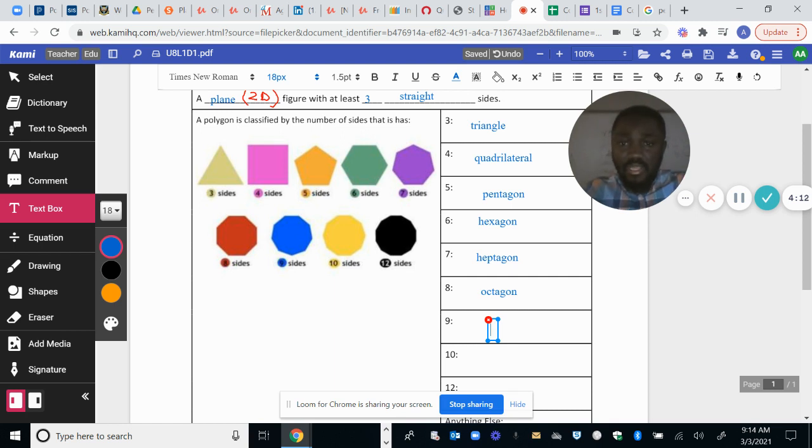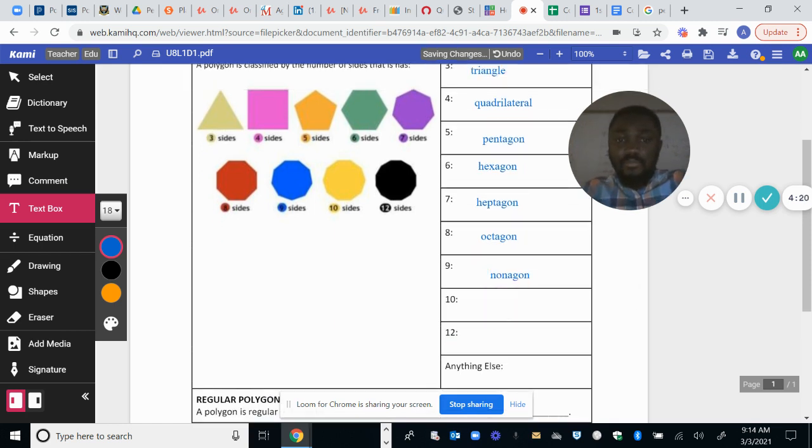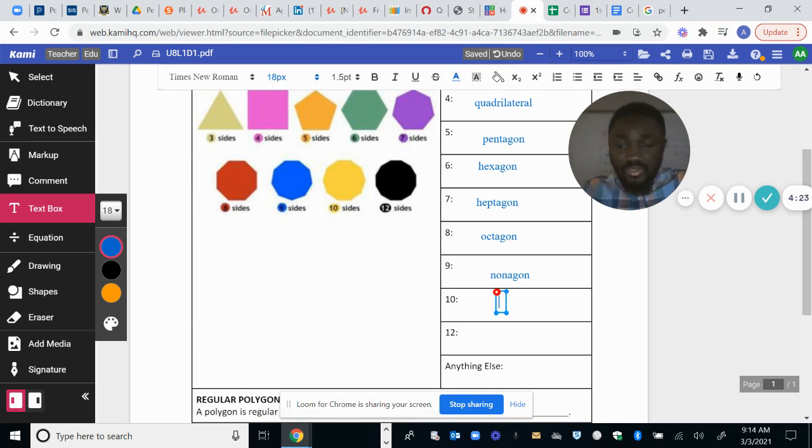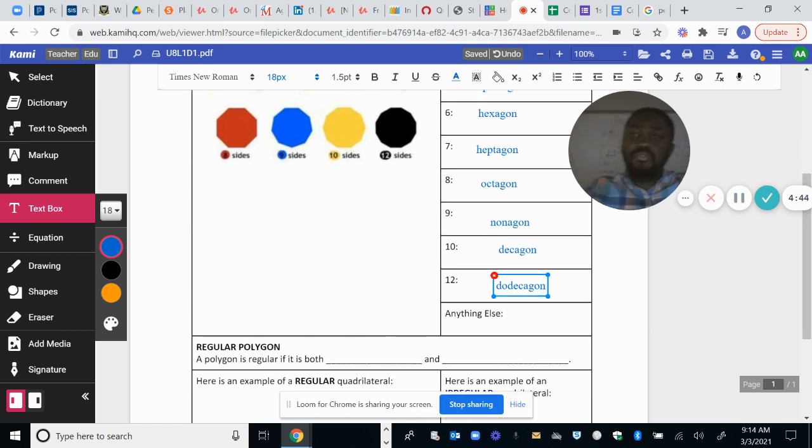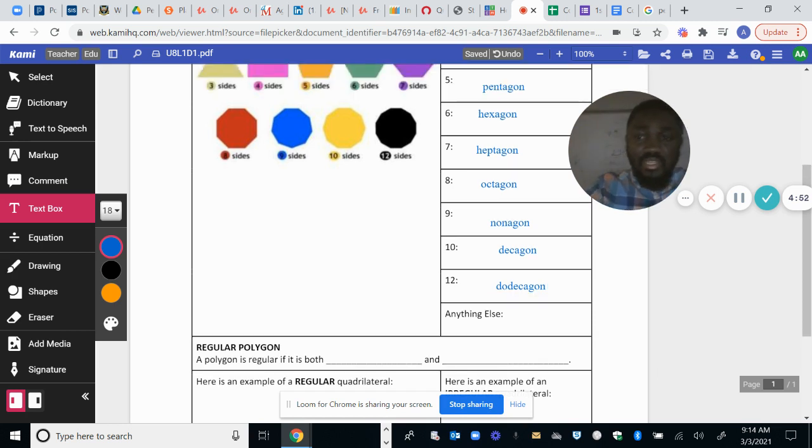And the one with nine sides, the blue one, a nine-sided polygon, is called a nonagon. And then the one with 10 sides is what we call a decagon. And there's no specific name for the one with 11 sides, but there's a general name we call them. The one with 12 sides is known to be a dodecagon.